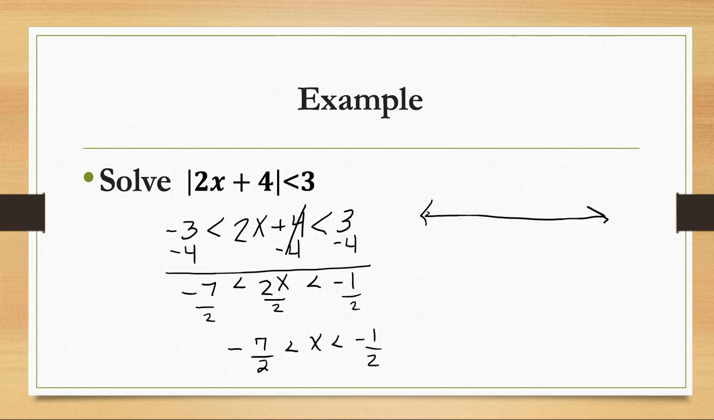So when we do our number line, we'll mark off the negative 7/2, and we'll mark off the negative 1/2. Note that neither number is actually included in the answer set because there is not an equal to underneath the two less thans. So what that tells me is that I'm going to use open circles on the 7/2 and the 1/2. Remember that we shade in between because the x is actually located in between the two numbers.